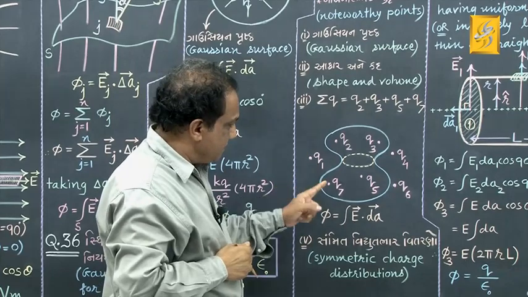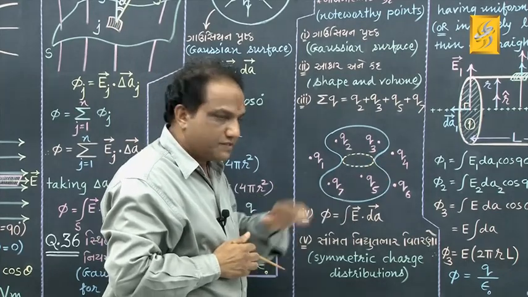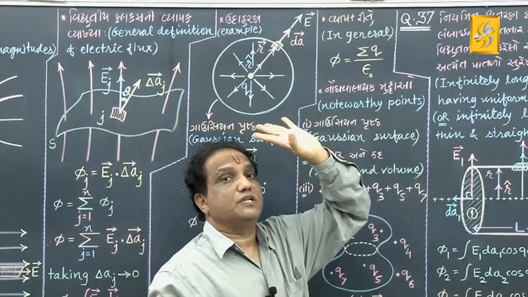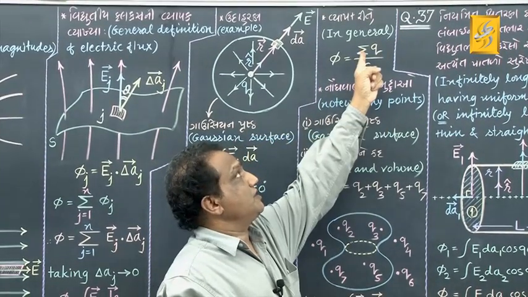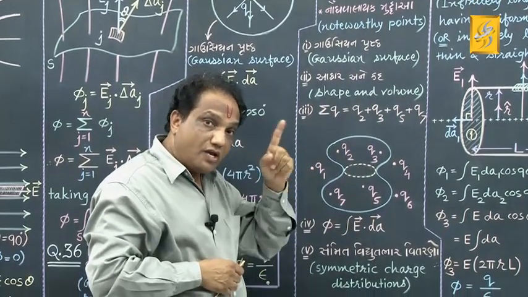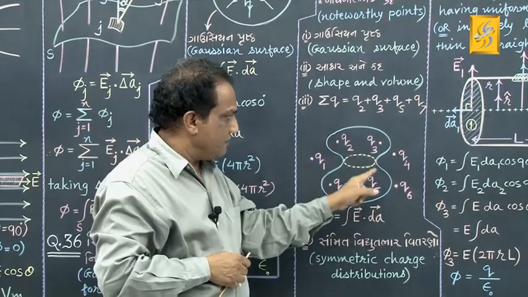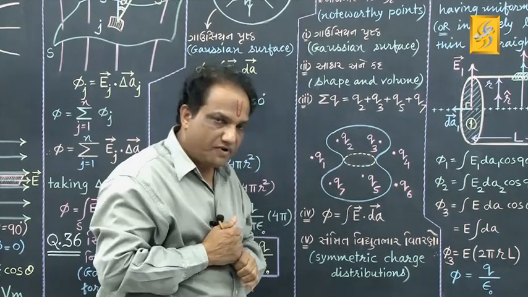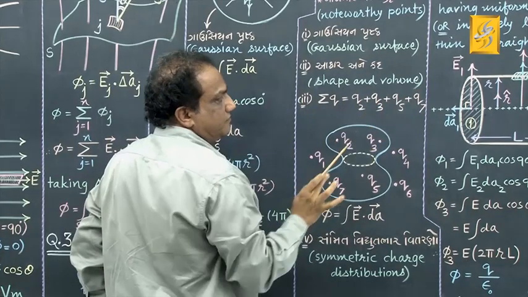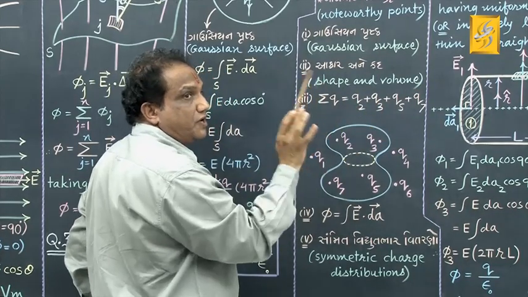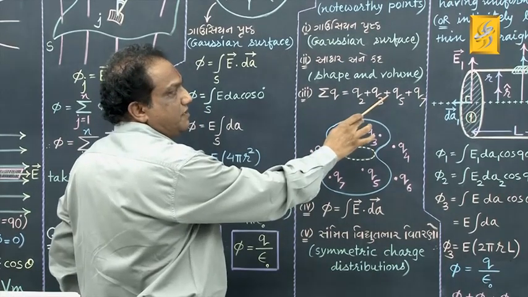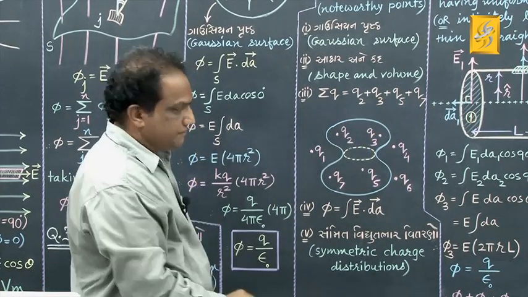There may be charges outside the closed surface, but here for finding sigma q, you should not consider them, because here is algebraic summation of only those charges which are inside, which are enclosed by the closed surface. Okay, fine. Now here when it is algebraic summation, if charge is positive, you can retain the positive sign, but if charge is negative, then you must write here minus sign. Got it?